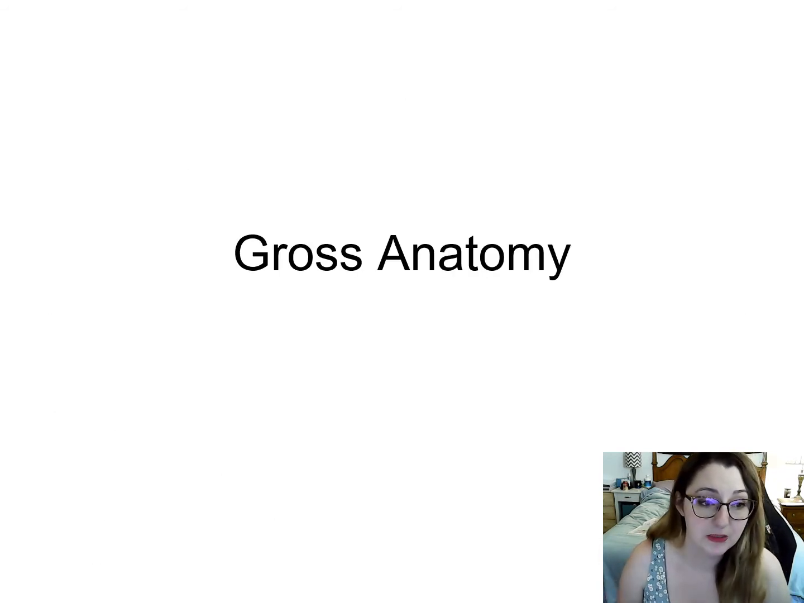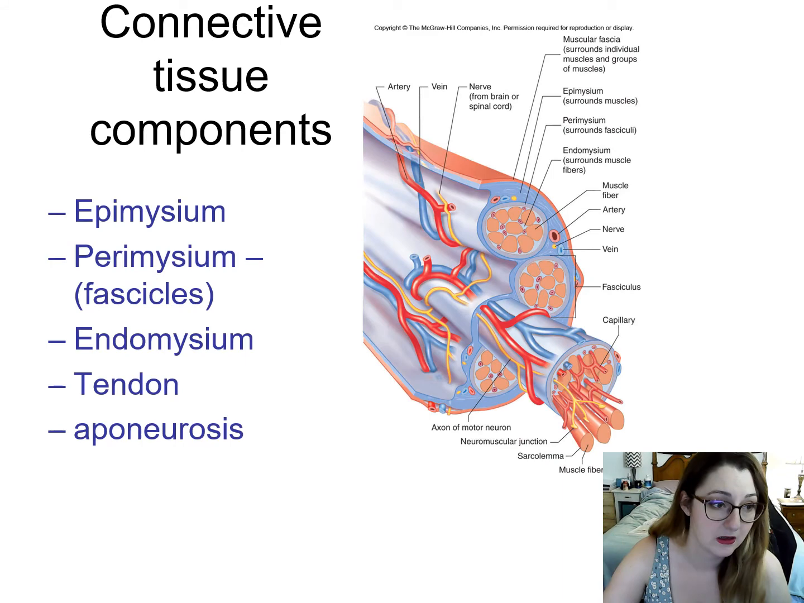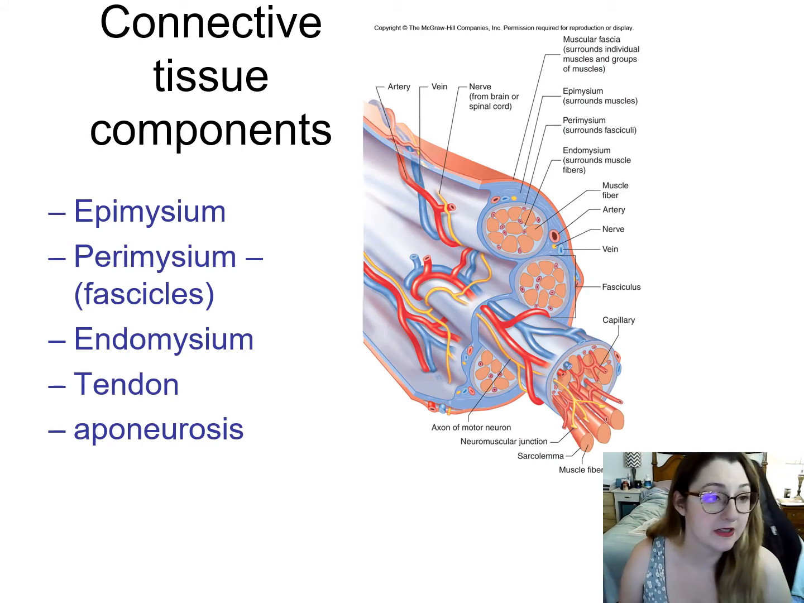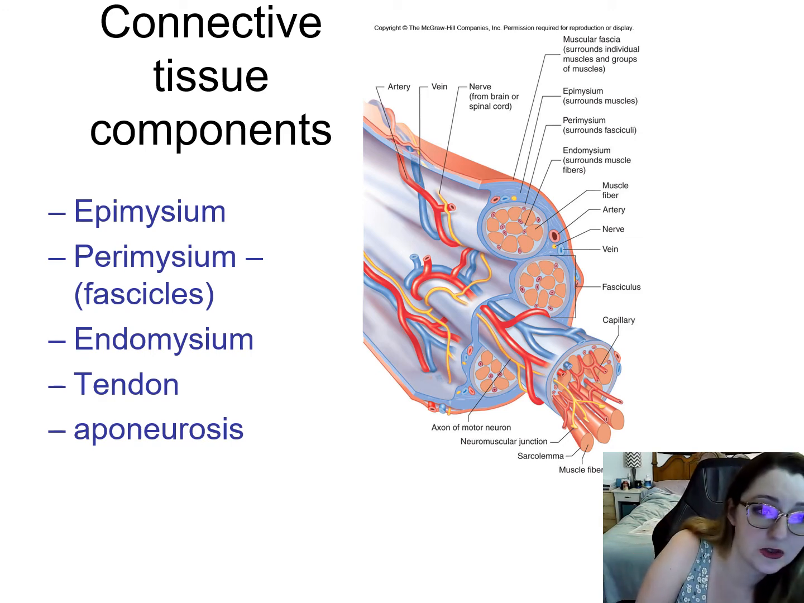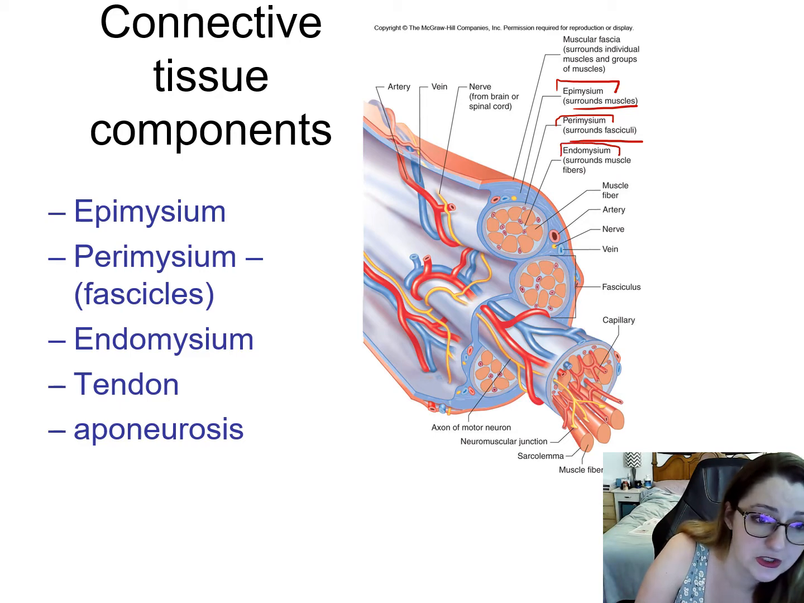So let's talk about some of the gross anatomy. So we have connective tissue components that I want you to know. So I do want you to know that surrounding everything is going to be the epimysium. So that is this term right here. It's going to surround the muscle. We have the perimysium, which is going to surround fascicles. You have the endomysium, which is going to surround muscle fibers. And then, of course, we have the tendons and aponeurosis.